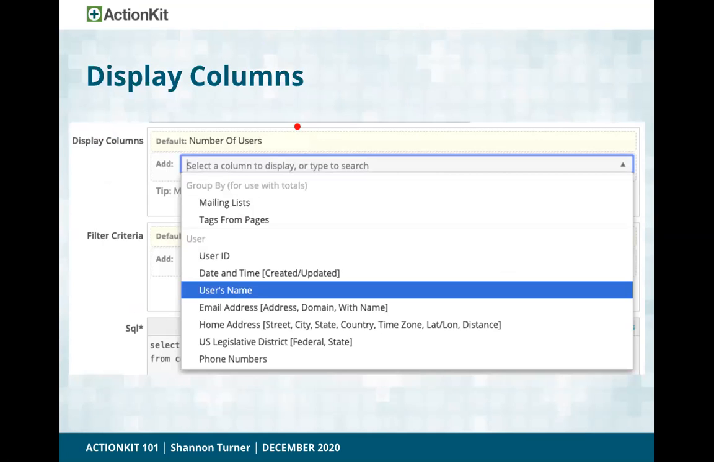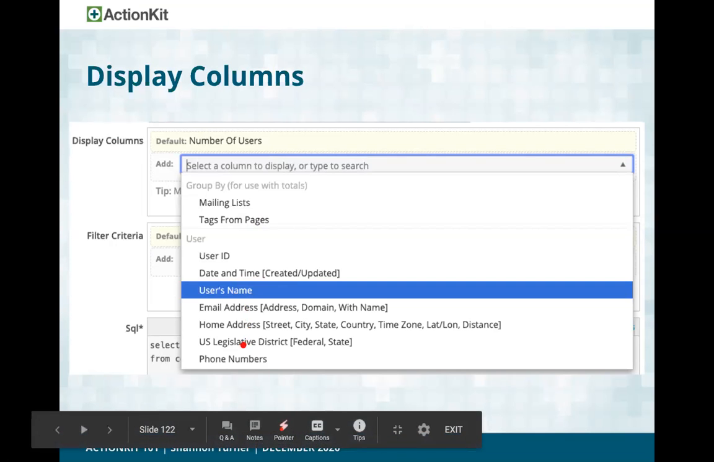So let's add in some display columns and filter criteria. Here we can see some of the choices that are available to users for the user's query type. Keep in mind that each query type has a different set of columns available, though there's often a lot of overlap between the categories. So here you can see user's name, email address, the home address, which district they're in, phone numbers, so on.